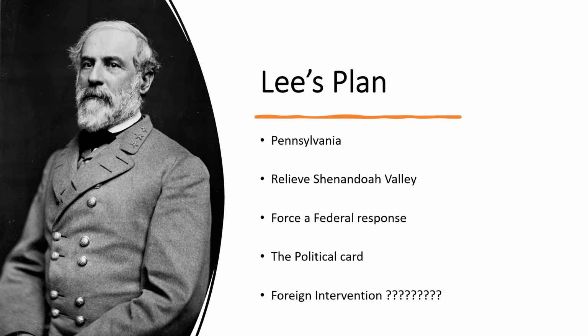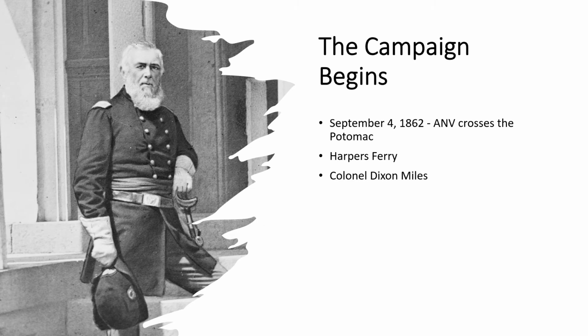There was also thought of foreign intervention, and indeed, many in the South hoped for that intervention. Lee himself, in none of his correspondence, did he ever mention that was one of his intents. So the campaign begins on September 4th, 1862, as the Army of Northern Virginia crossed the Potomac River. They advanced unchecked to Frederick.